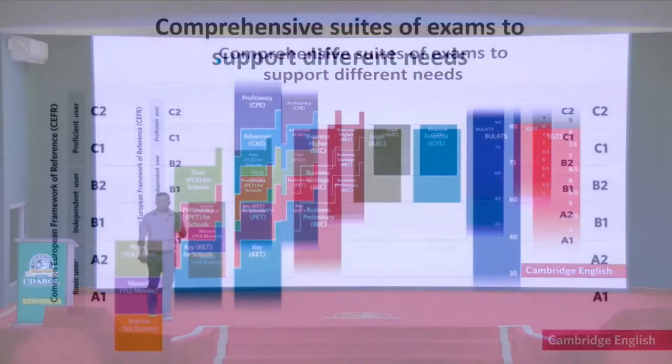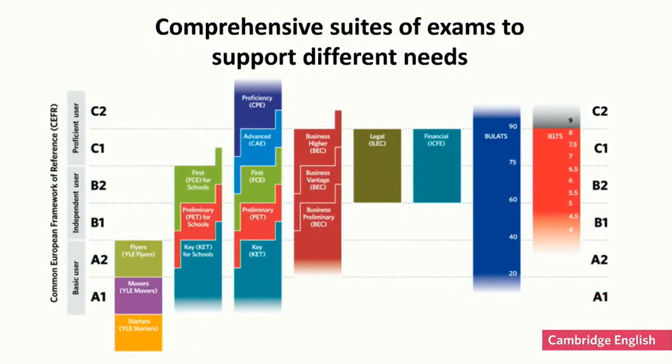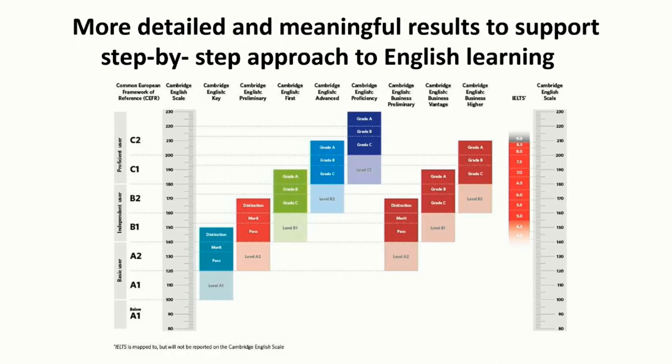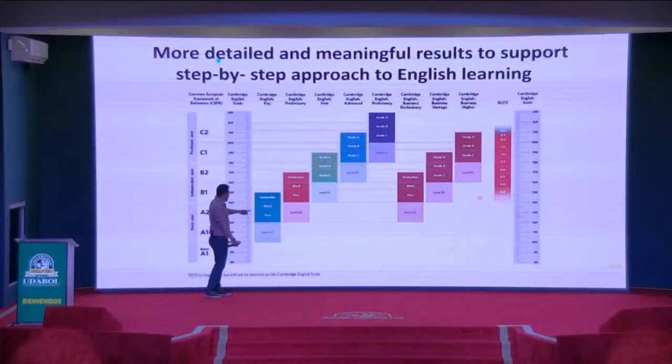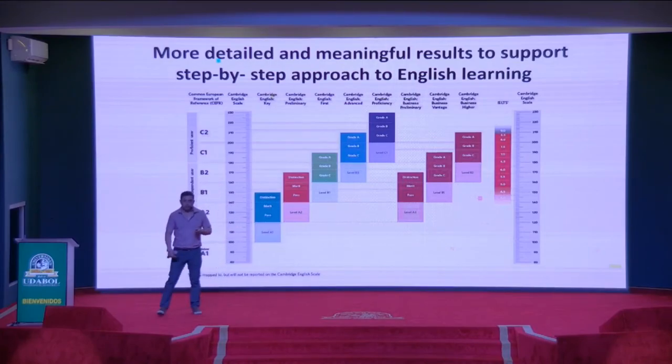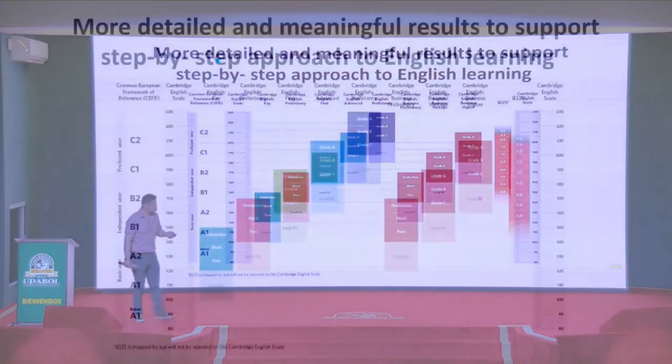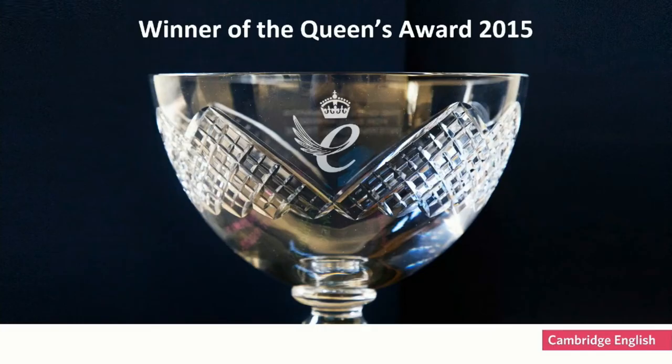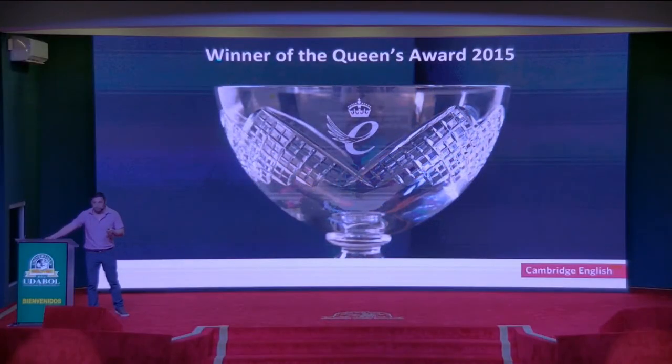Now, it is always worrying for all of us to say, what if I fail? What if my students fail? The good thing is that Cambridge has thought about that, and you don't always have to be at the level, because you have a pass, a merit, or a distinction. Great. So even if you are not at the right level, you could still get a certificate if you are close to it, which is good, because that way we don't have frustrated students, right? And our exams are so good that we are the winner of the Queen's Award in 2015, which shows that it's actually good work we've been doing with Cambridge.